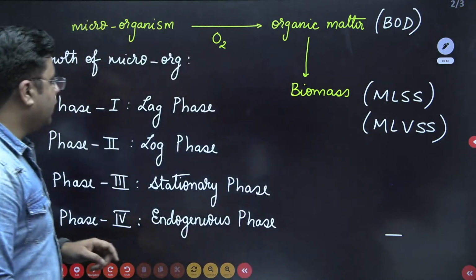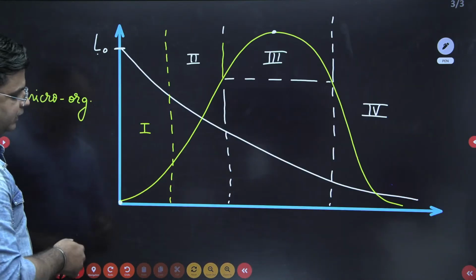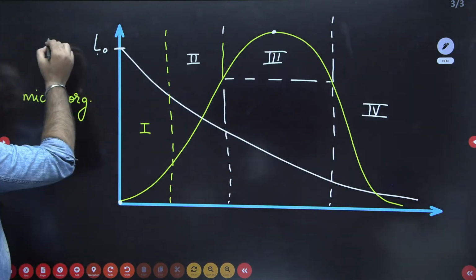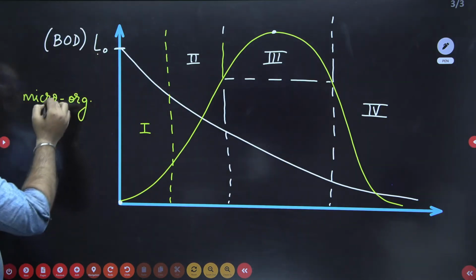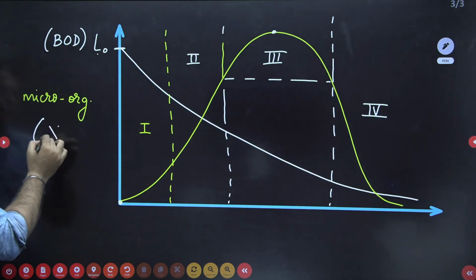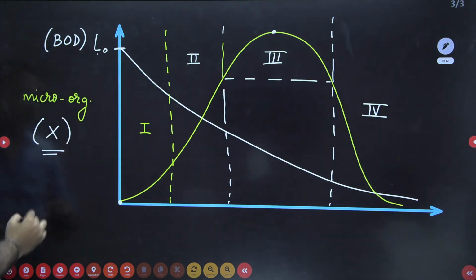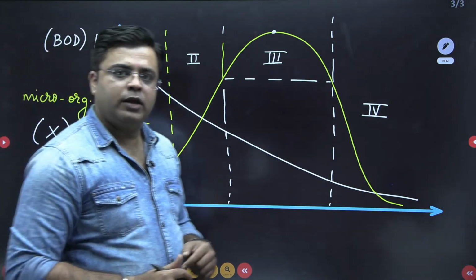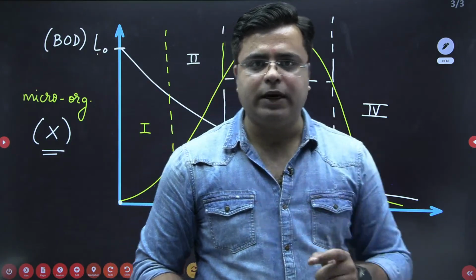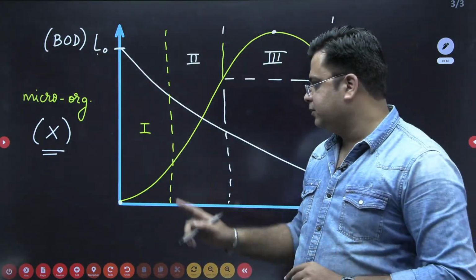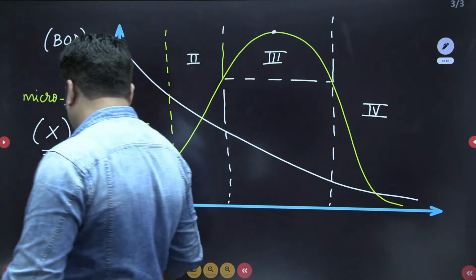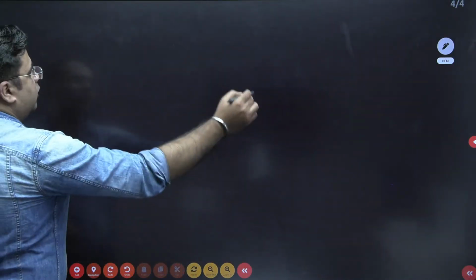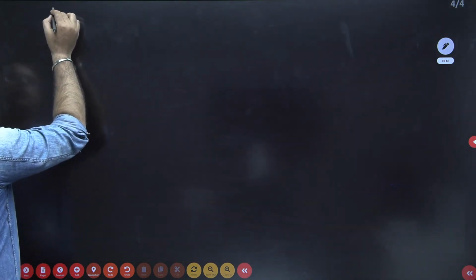Okay. Now this organic matter is represented in terms of BOD, and microorganisms are represented in terms of biomass, X. BOD for organic matter, biomass for microorganisms. So let's see the kinetics for this. First one is food.